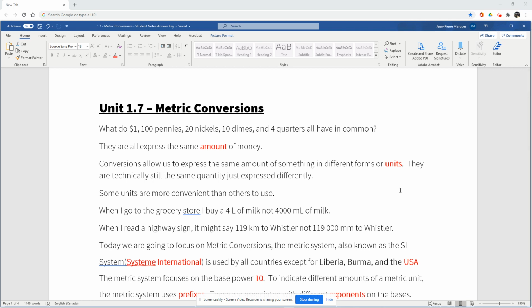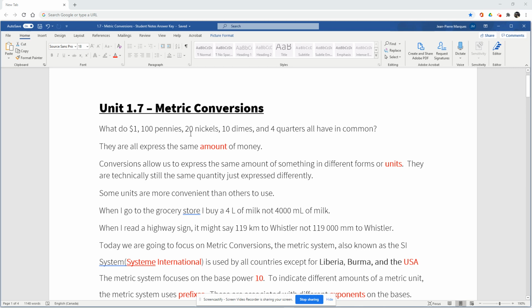So a little analogy here. What do a dollar, 100 pennies, 20 nickels, 10 dimes, and 4 quarters all have in common? Well, they all express the same amount of money. But you notice they express the same amount of money with different numbers. For example, $1 is, well, $1. 100 pennies is also equal to $1. 20 nickels is also equal to $1. 10 dimes is also equal to $1. 4 quarters is also equal to $1.